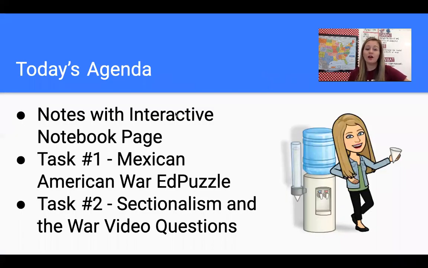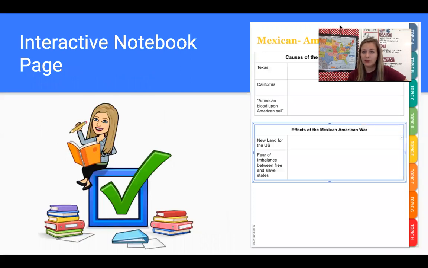So we're going to fill out the rest of that interactive notebook page from yesterday. You've got an Edpuzzle to complete on the Mexican-American War that's just going to give you a little more in-depth look at it, and then a Padlet to complete while you look at another small video, and then just answer two questions. So it's really, really simple today.